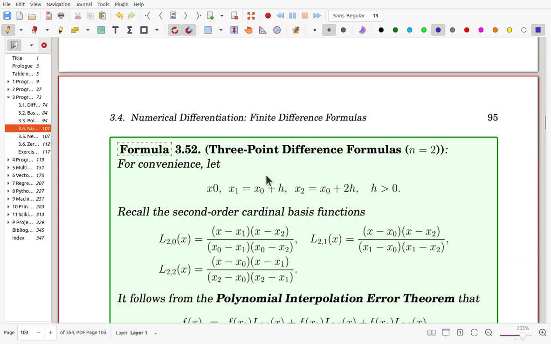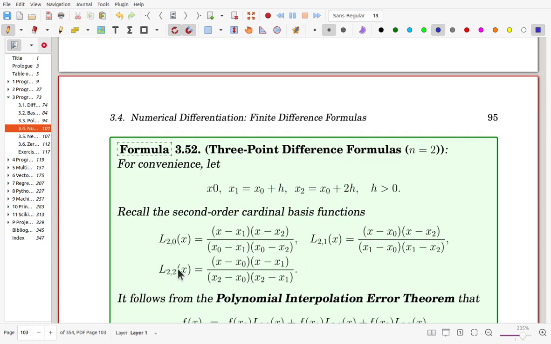3-point difference formula. Here n equals 2. So for convenience, we choose x0. x1 is h moved to the right. x2 is again h moved. Then we can construct the second order cardinal basis functions. And here L20, L21, L22.